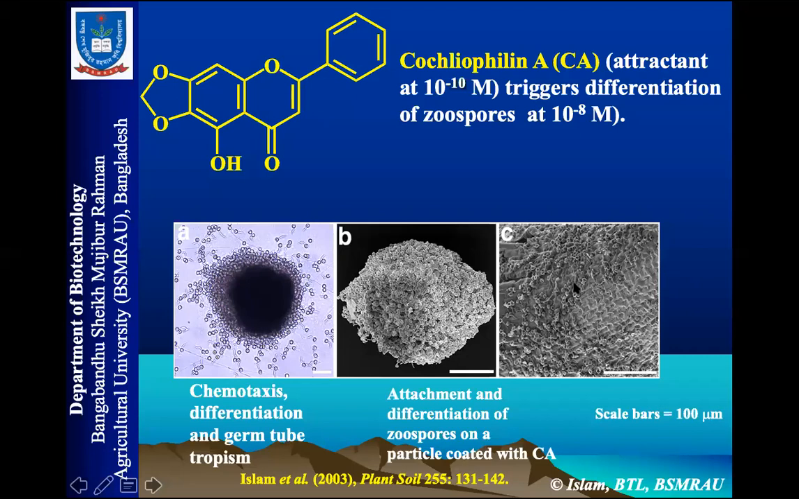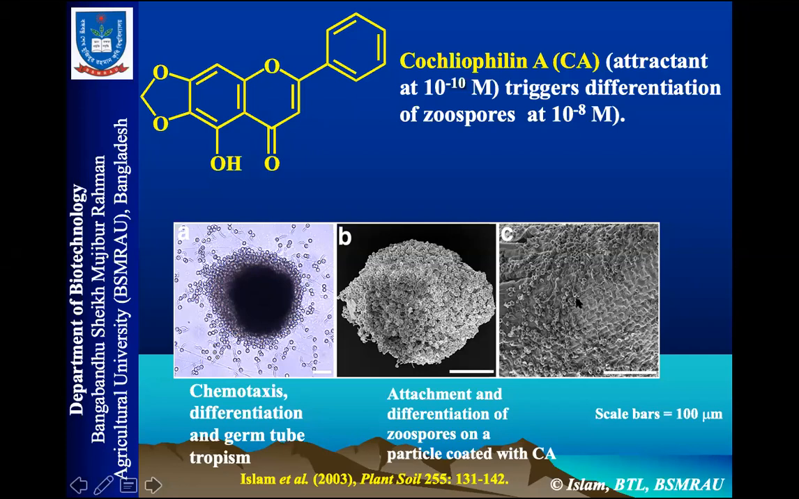This is a particle fully covered by encysted zoospores, and here is the root. This particle acts just like a dummy root. The zoospore cannot tell whether it is root or not, because it senses the cochliophilin A diffusing from the particle or from the root. So we devised this bioassay method in which the particle behaves like a dummy of the root. And here is the particle fully covered with germinated cysts, with all the germ tubes penetrating the porous particle, like root tissue.